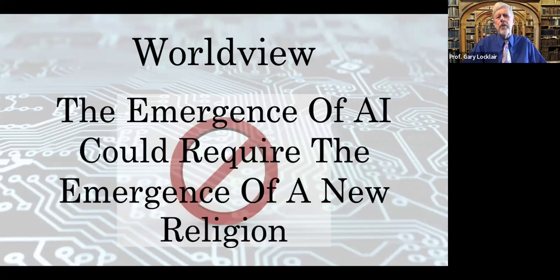Here's the headline from one article about Bill Gates related to what he just said here in his worldview. Bill Gates says the emergence of AI could require the emergence of a new religion. Here's a quote from Bill Gates. The potential positive path of AI is so good that it will force us to rethink how we should use our time. Bill Gates believes that AI will solve any and all human problems.